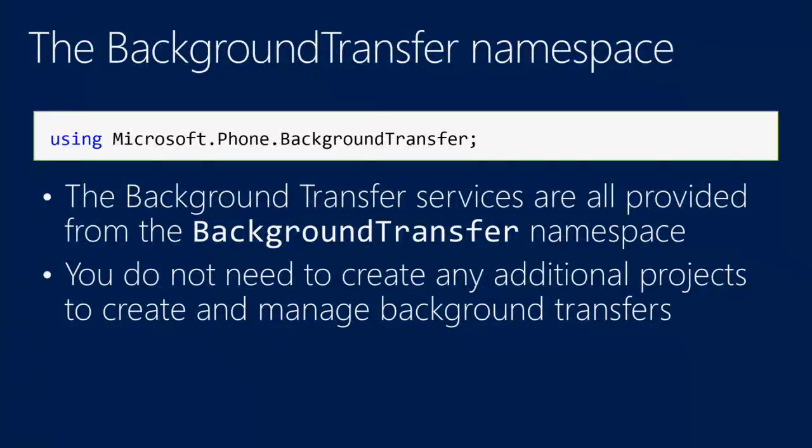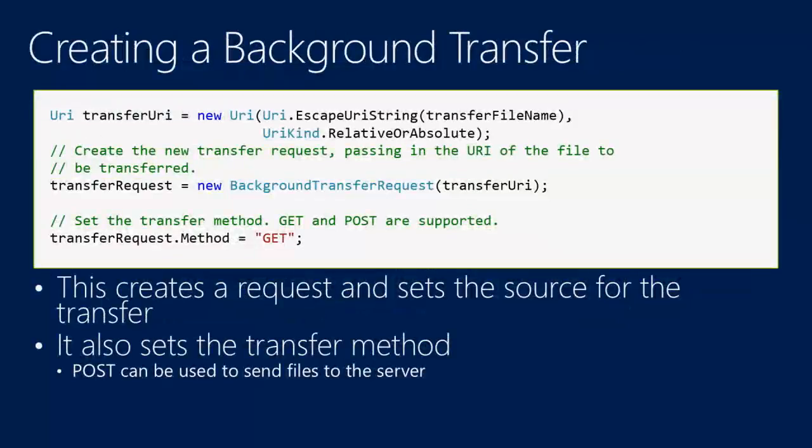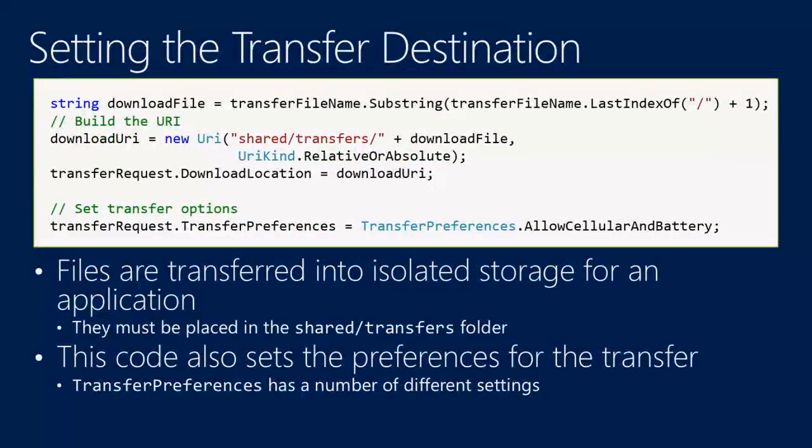The namespace you want to use, background transfers, is that one. You don't need any extra projects. This is kind of different from the resource-intensive and product ones in that basically it just works. Okay? So we make ourselves a URI. We then build ourselves a transfer request. We tell it what kind of method to use, and effectively then set some preferences and fire it off.